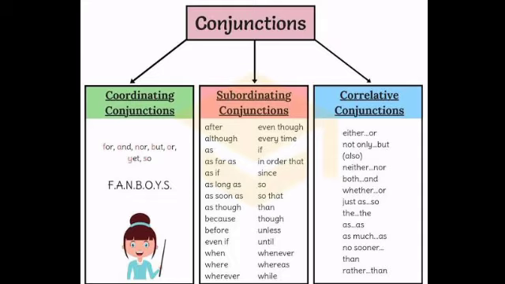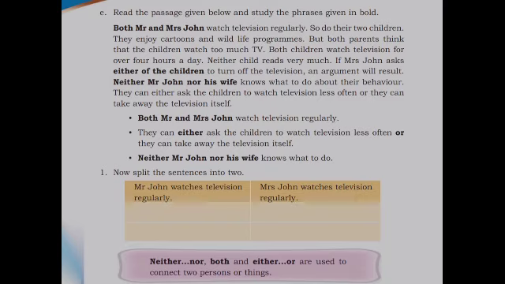Let's go through some examples of correlative conjunctions. Read the passage given below and study the phrases given in bold. Both Mr. and Mrs. John watch television regularly. So do their children. They enjoy cartoons and wildlife programs. But both parents think that the children watch too much TV. Both children watch television for over 4 hours a day. Neither child reads very much.